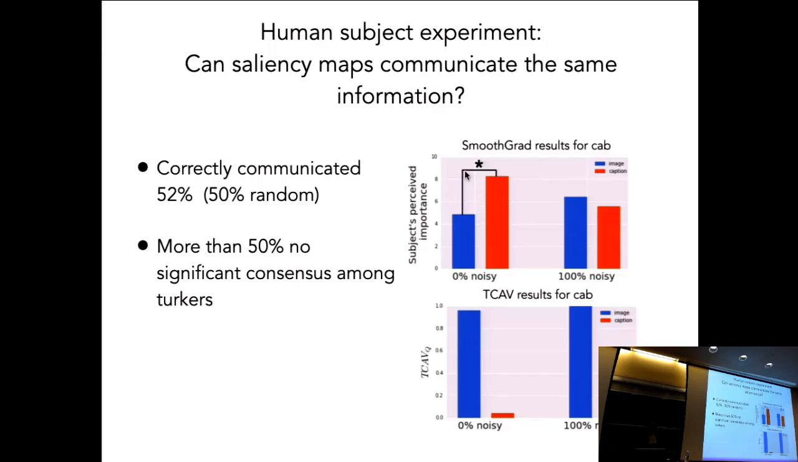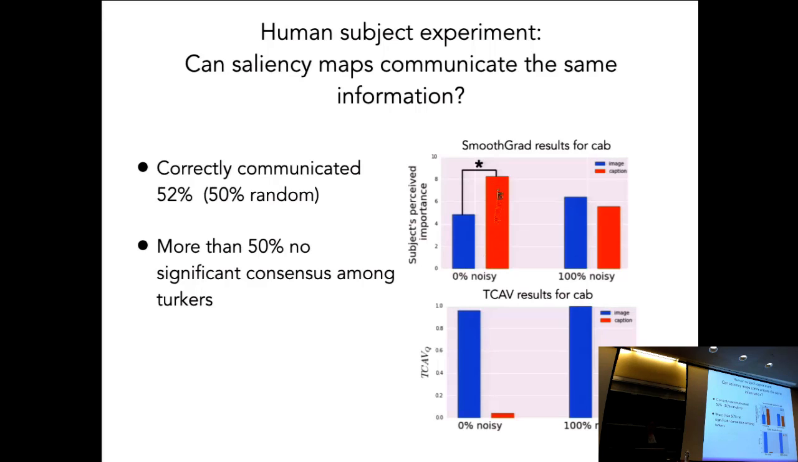The first graph shows CAB for this particular saliency map method. Two models are shown. Let's look at this model first. For this model, Turkers were split in half. Half of Turkers said it's an image, half said it's a caption, and they couldn't agree.